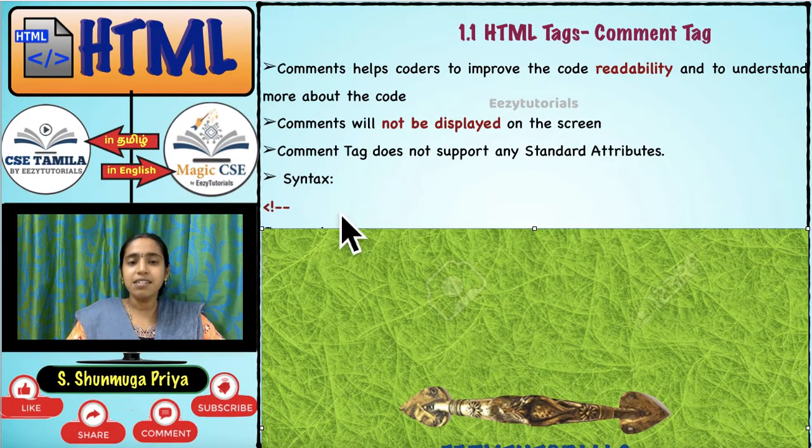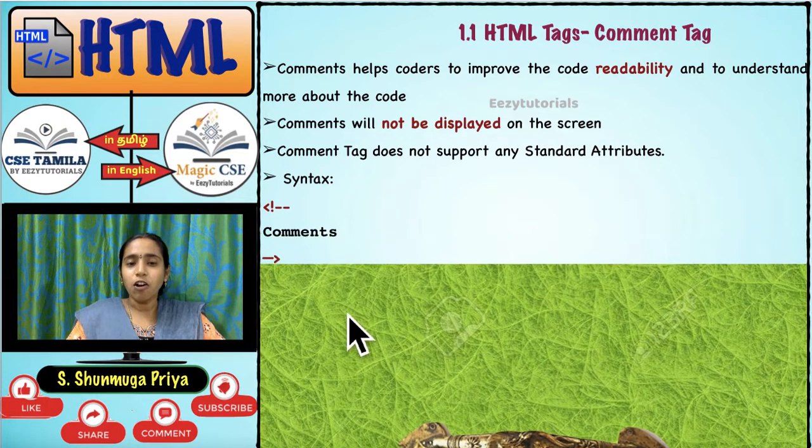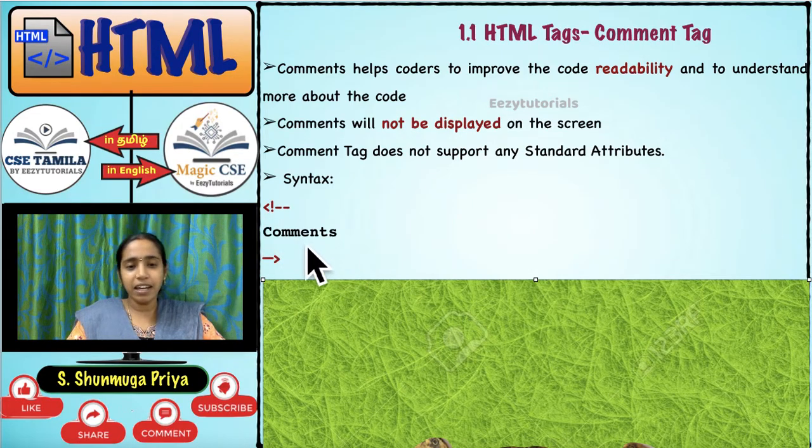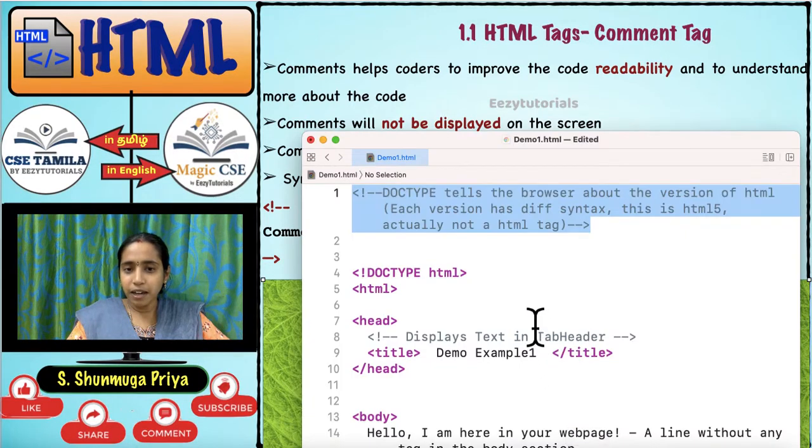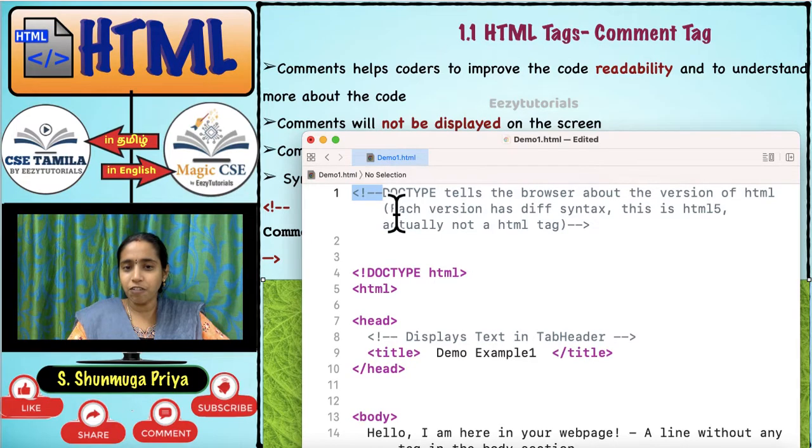The syntax is opening angular bracket, exclamatory mark, double hyphen, followed by the comments. You can have any number of lines, either a single line or multiple lines. Then again double hyphen, closing angular bracket. So this is the syntax for the comment line. Look here, in the first line I have written something as a comment. Look at the syntax: angular bracket, exclamatory mark, double hyphen, followed by the content. At the end you have to put double hyphen again, then close the angular bracket.